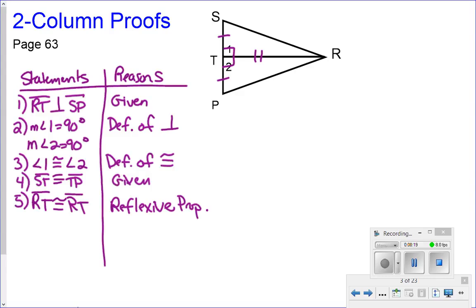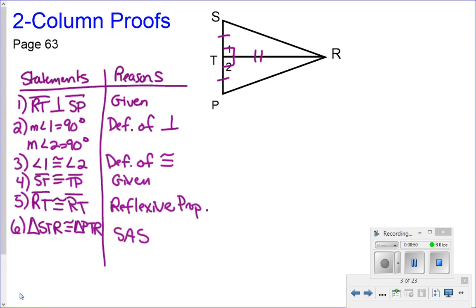Okay, so now I do have 3 pieces of information. I have side, angle, side, and side, angle, side. So I know that the triangles are congruent by side, angle, side. And we have to be careful with the order: S, T, R, and P, T, R. And that's what I was trying to prove. So I'm done with my 2-column proof.